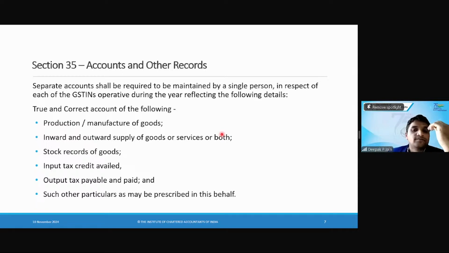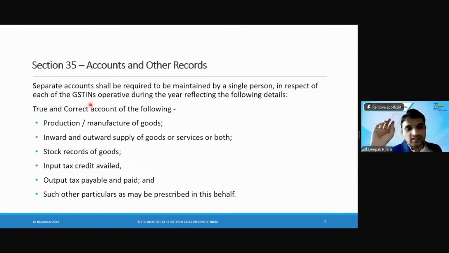Separate account, okay. So is everybody agreeing to that point that there is separate registration, because here it clearly says, in respect of each of the GSTINs operative. So if I have 10 branches and have taken registration in 10 places, then I have to maintain the records of each state at that state itself.